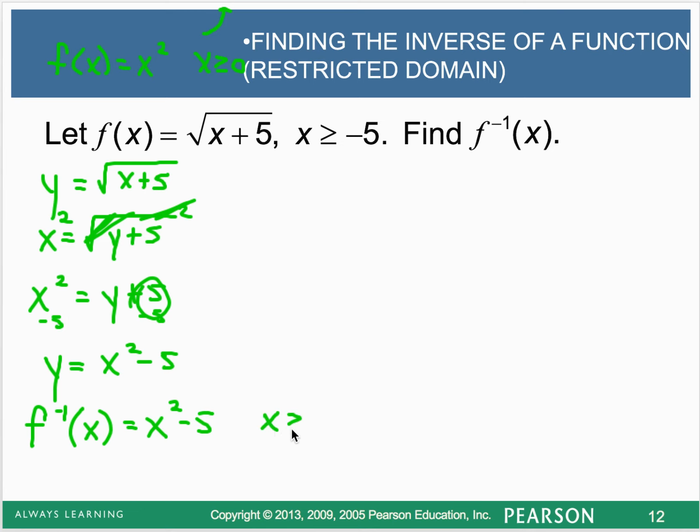X has to be greater than or equal to 0, and my range for down here is x is greater than or equal to -5, okay? So I can go up here and find my range of my original function, and that'll tell me my domain or my restriction on my domain down here. Okay, so notice, right? We got that by saying that has to be greater than or equal to 0 for one thing. That's why we got our domain here.